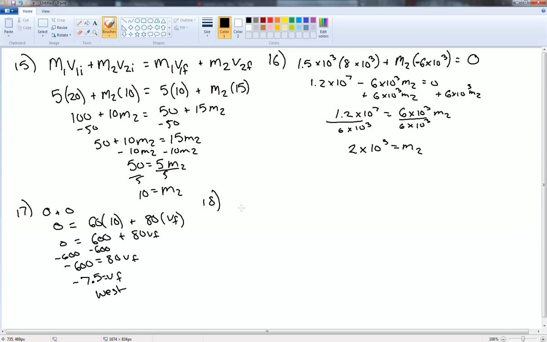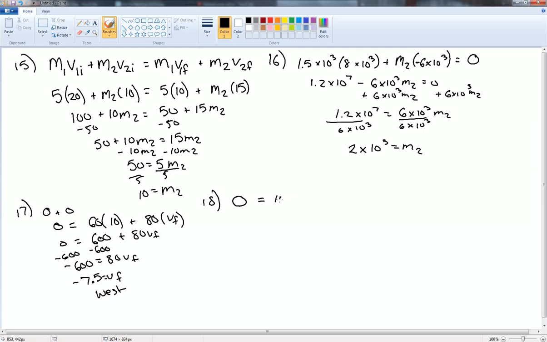All right, 18. In the diagram below, a 100 kilogram clown is fired from a 500 kilogram cannon. The clown speed is 15 meters per second after firing. The recoil speed of the cannon is? So this is like a question we had earlier. At the start, both objects are at rest, so the total momentum before the collision is 0. Now we look at the momentum after the collision.